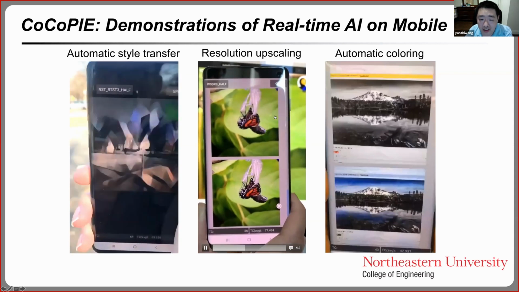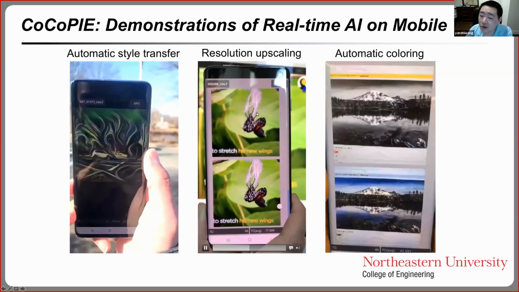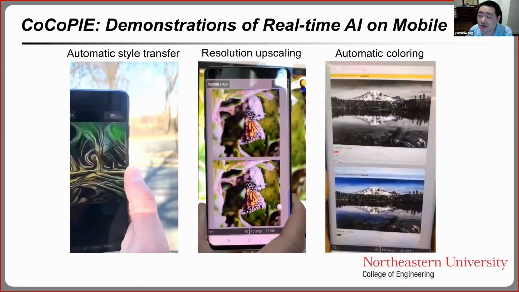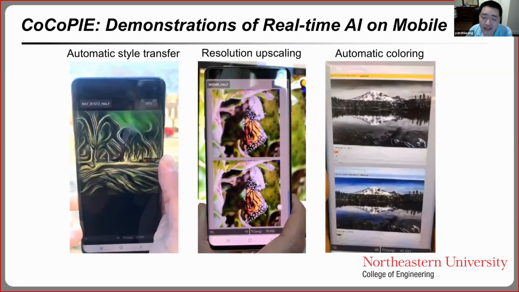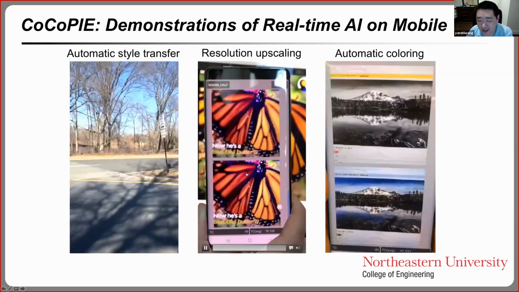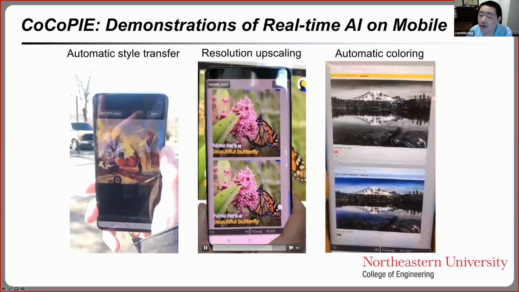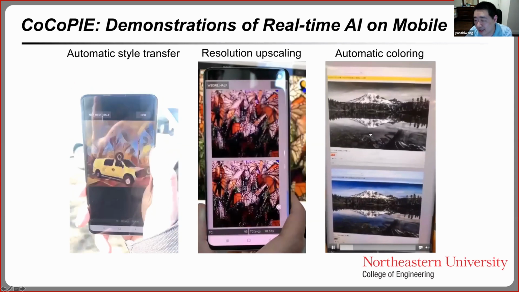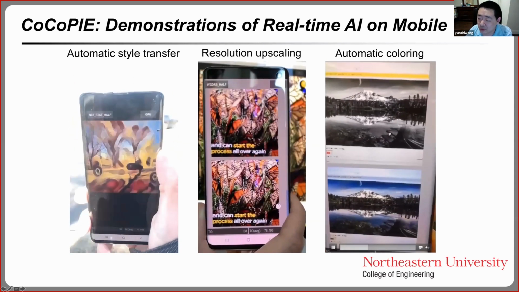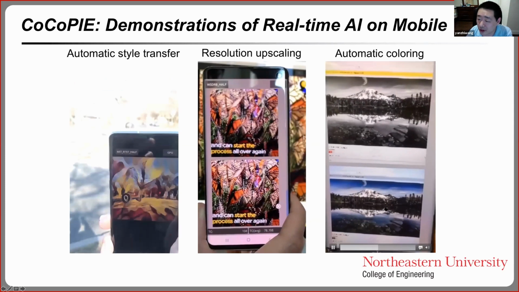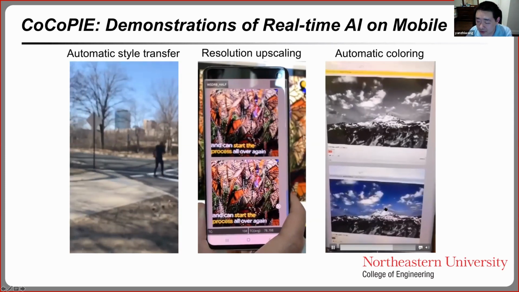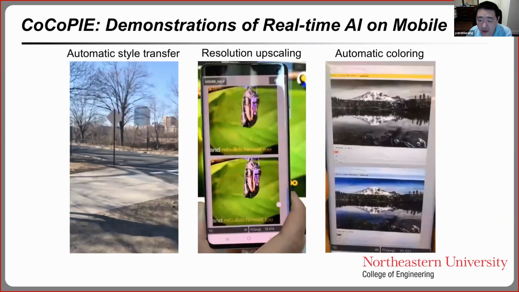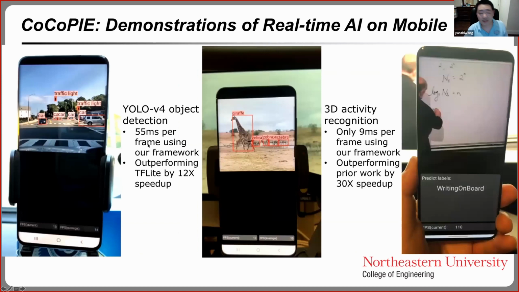And this is resolution upscaling. We got an input of low resolution, coming from the camera, and we output high resolution outputs. And here we see the automatic coloring. The input is black and white videos, and it is automatically transformed into colorful videos. Those are very simple results. And then currently we have much better results, as we can see here.